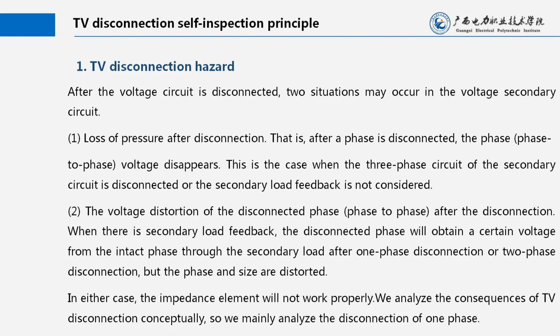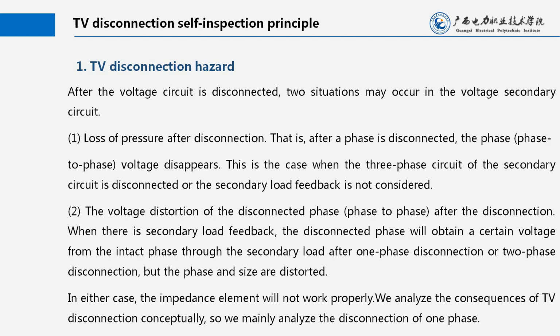After the voltage circuit is disconnected, two situations may occur in the voltage secondary circuit. 1. Loss of voltage after disconnection. That is, after a phase is disconnected, the phase-to-phase voltage disappears. This is the case when the three-phase circuit of the secondary circuit is disconnected or the secondary load feedback is not considered. 2. Voltage distortion of the disconnected phase after the disconnection.